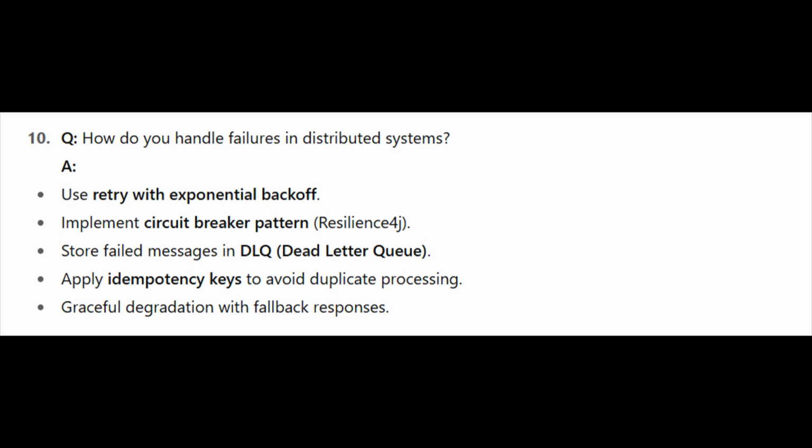How do you handle failures in distributed systems? Use retry with exponential backoff. Implement circuit breaker pattern, Resilience4j. Store failed messages in DLQ, dead letter queue. Apply idempotency keys to avoid duplicate processing. Graceful degradation with fallback responses.